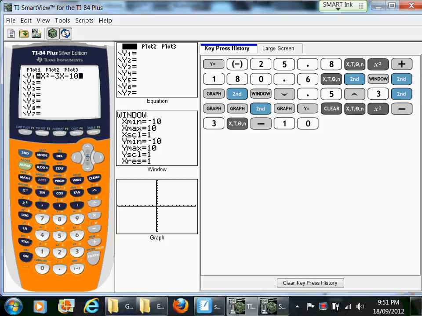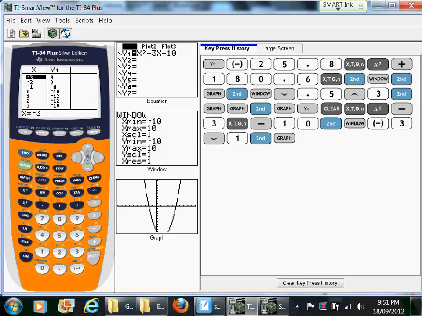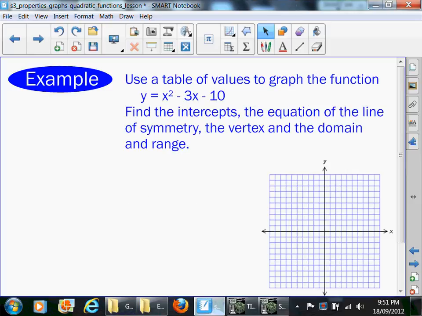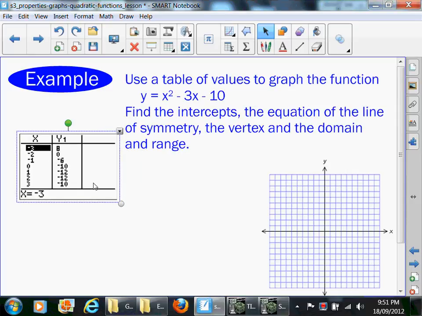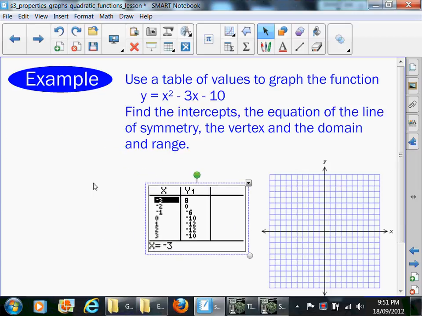Now I need that table of values. So to do my table of values, again, I go second table set. I should probably start at maybe -3, and I'm going to go up by 1, so I don't need to go up by 0.5s. So if I go second table, gives me this. So again, I'm going to cheat. That's edit, copy, bring it over here, right click, paste. There she is. There's my table of values. So I'm going to use this table of values to help me graph this function.